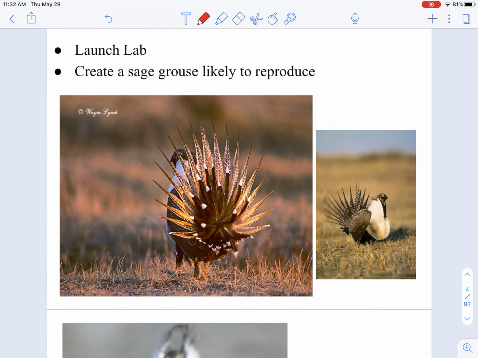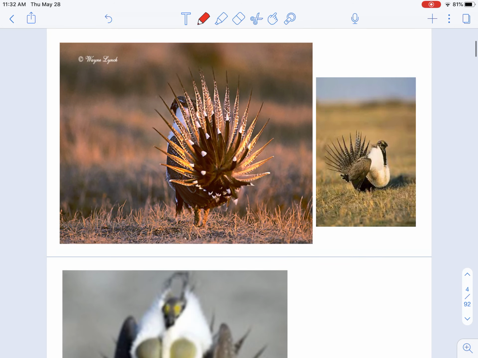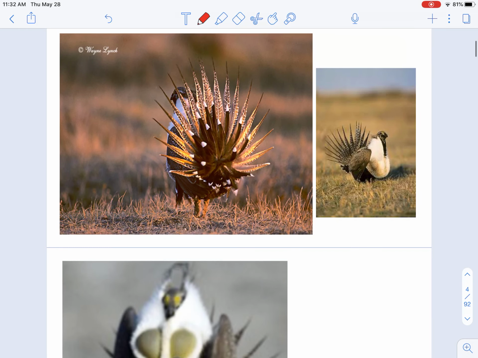We start with this little case study of the sage grouse because they have noticed that there is not random mating. So there are actually certain features on the male that the females are attracted to, and this is likely the case in all of the other species.